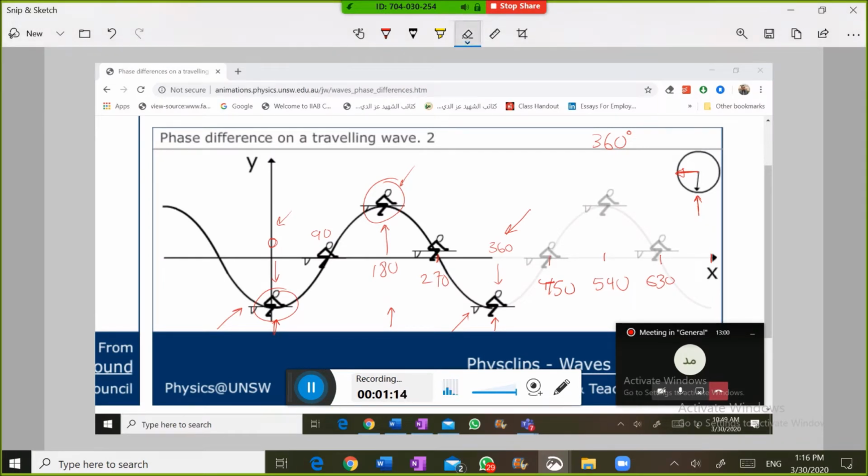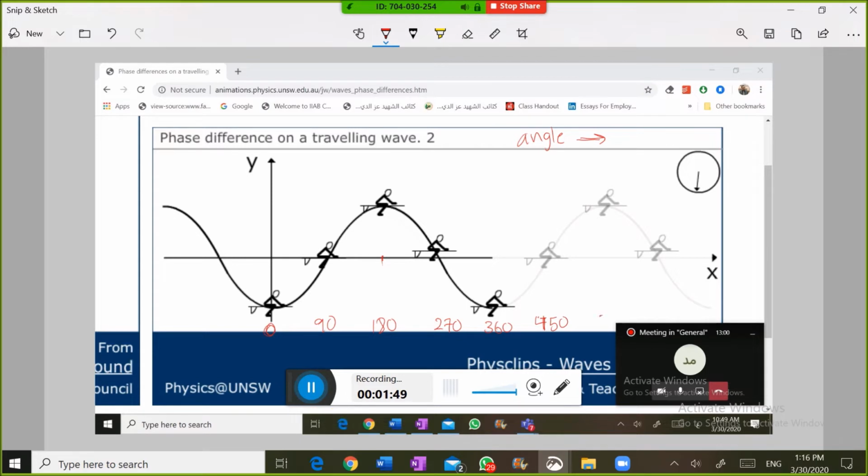Quick things here. This is a wave. We want to describe the position of the particle. We may use the concept of angle. Since, guys, in a wave, the angle repeats itself every 360 degrees. So if I consider this as 0, this will be 90 degrees. This will be 180. Here 270. Here 360. 450. 540. 630, and so on, guys.